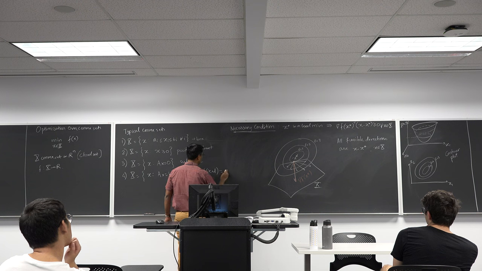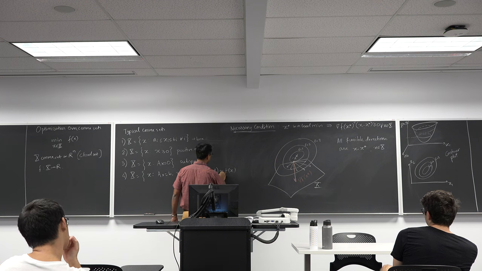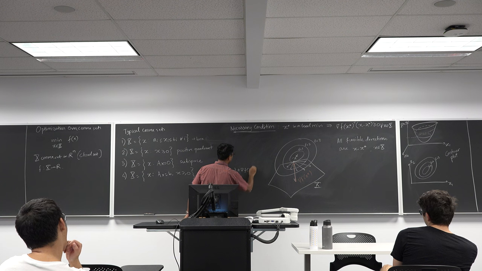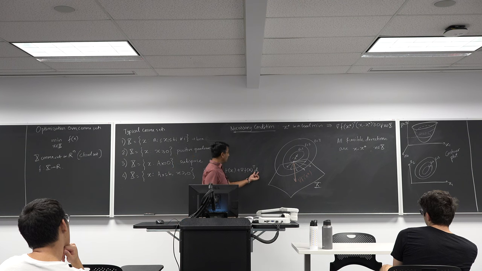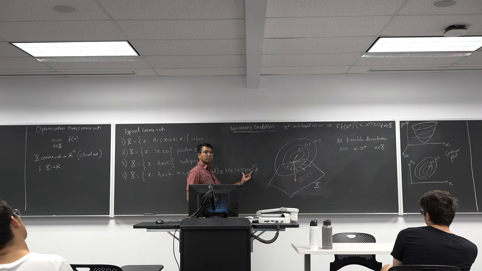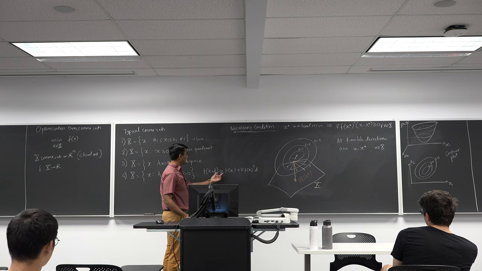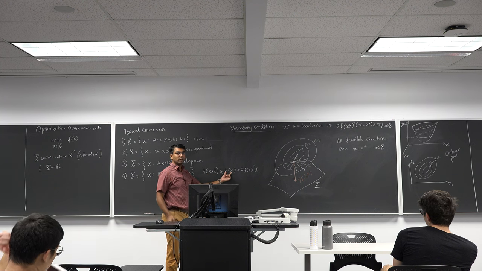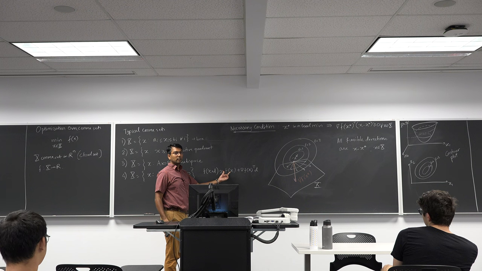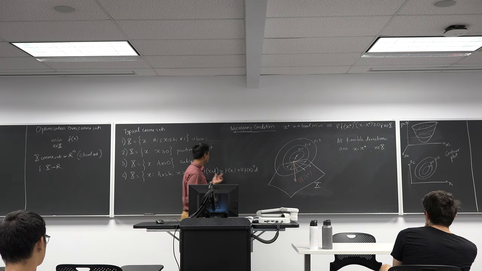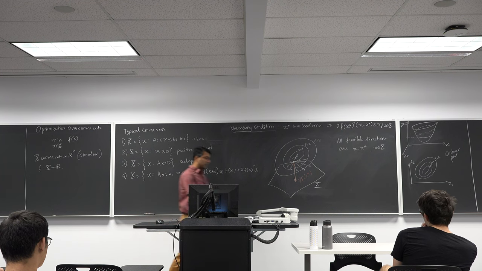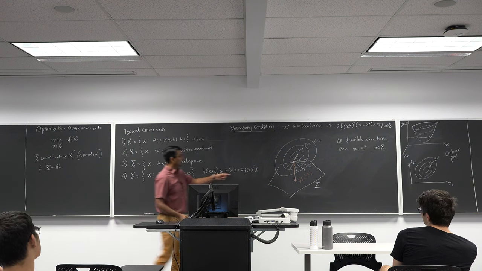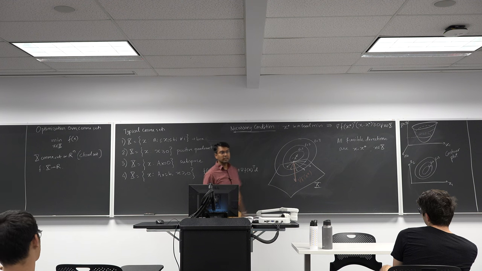f of x plus d equals, let's do an approximation, f of x plus gradient of f of x transpose d. If I pick d to be the gradient of f of x, you have the norm of the gradient of f of x squared here, which means that f of x plus d is going to be greater than f of x. So in the direction of the gradient of f of x, the value of the function is going to increase. If you're standing at x and moving in the direction d, and d is equal to the gradient of f of x, then the value should increase. That's why the gradient will always be pointing towards increasing value of the function f.